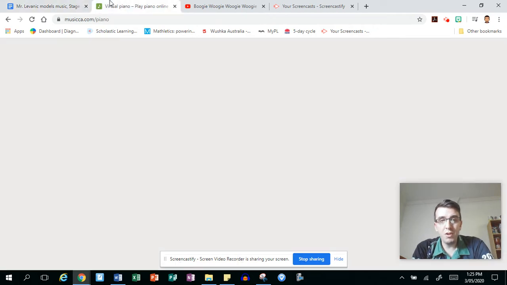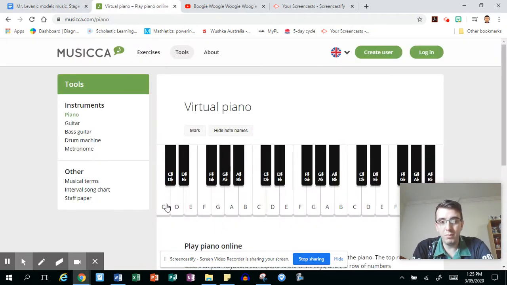So when we go to the piano, I'll show you what these notes look like on a piano. And we represent them using letters. So we've got C, D, E, F, G, A, B, and then it goes back to C. And we also have these notes up here on the black keys, which are called sharps or flats. We're not going to worry too much about them today, because what we're going to be looking at is these white key notes.